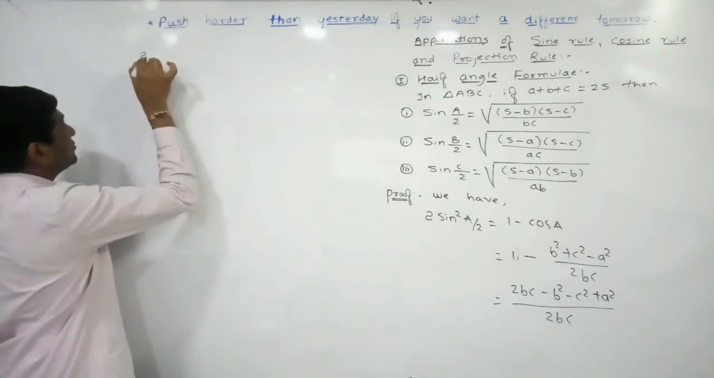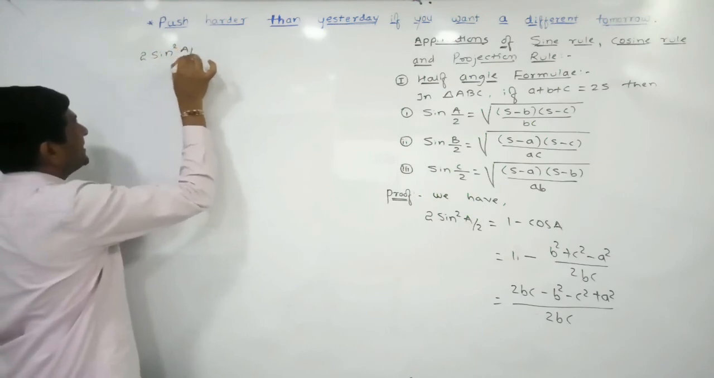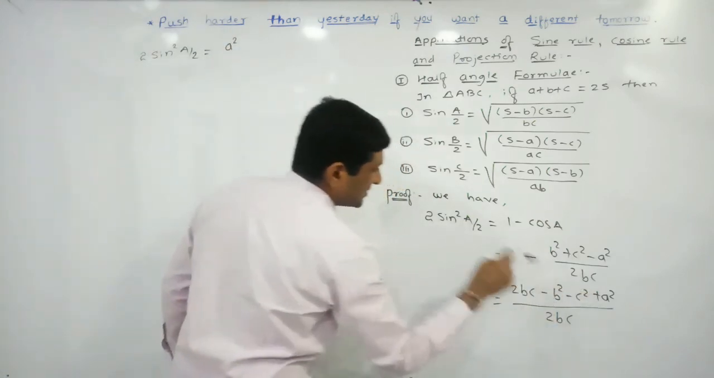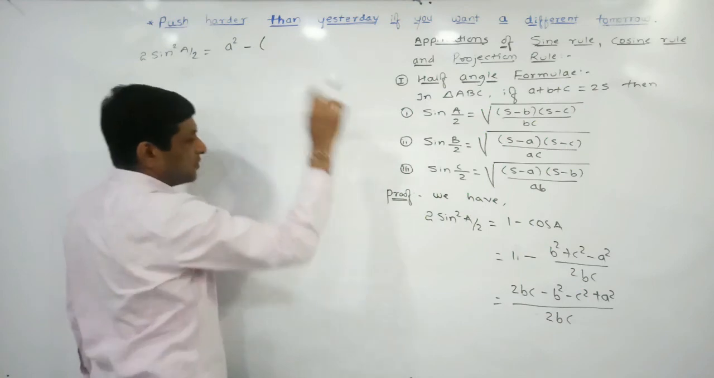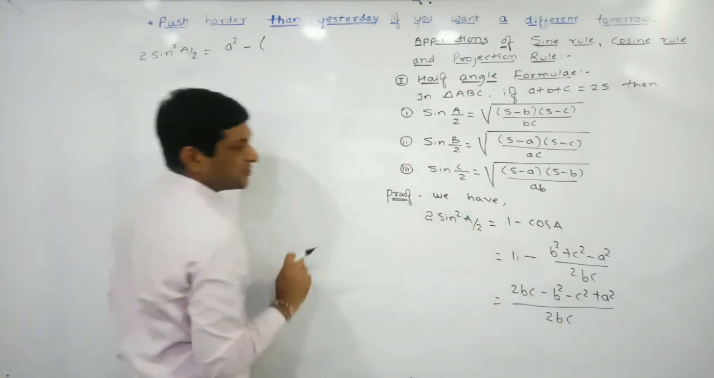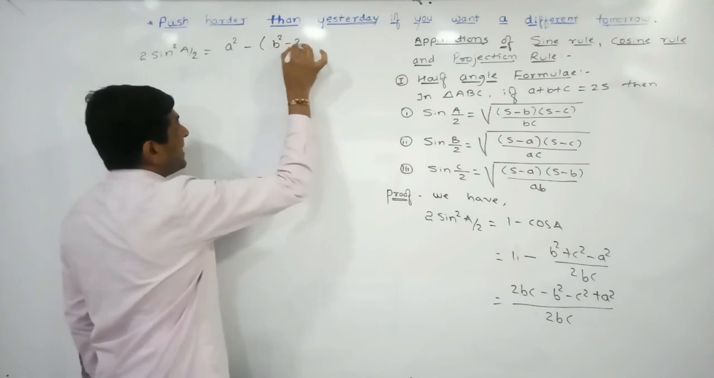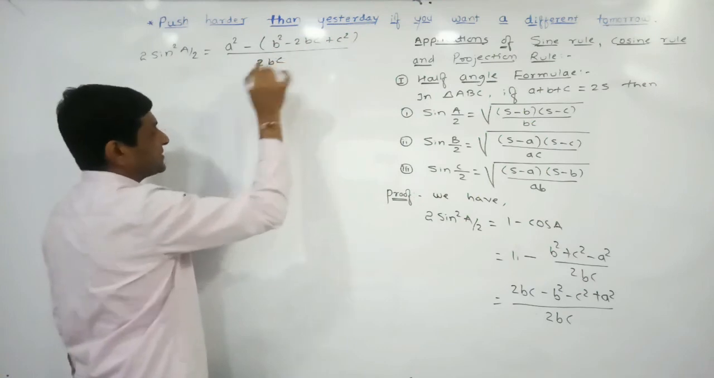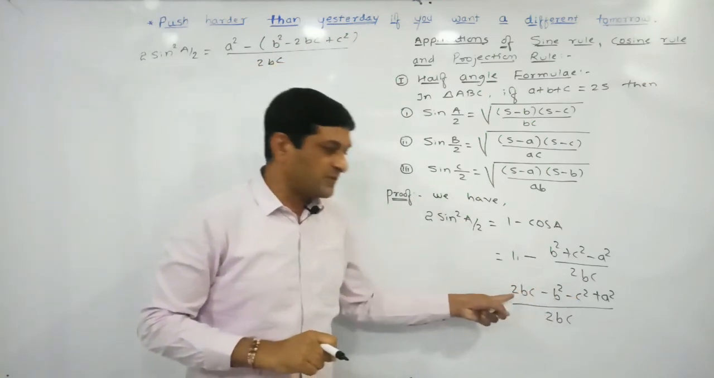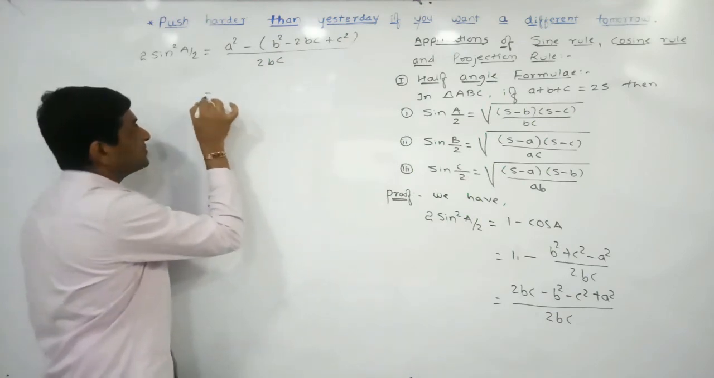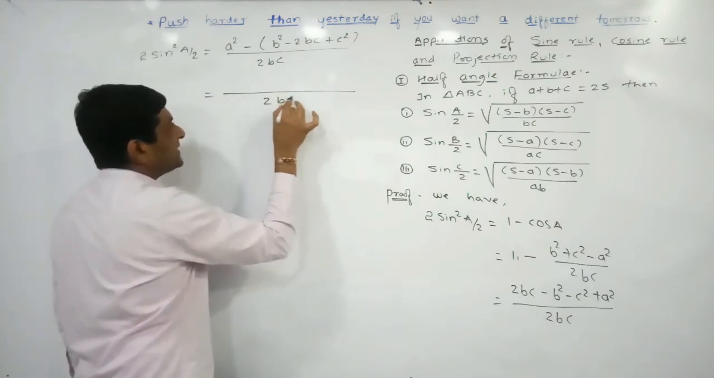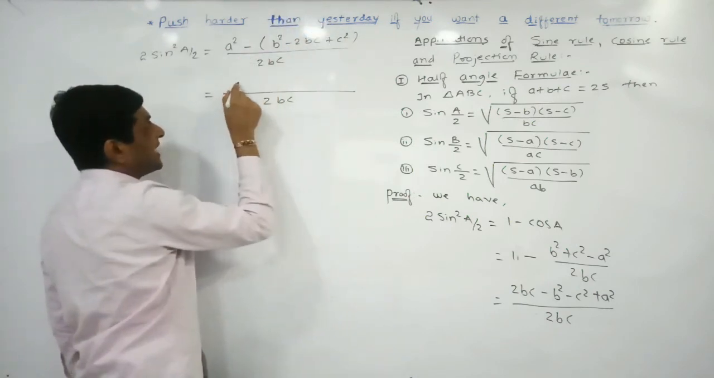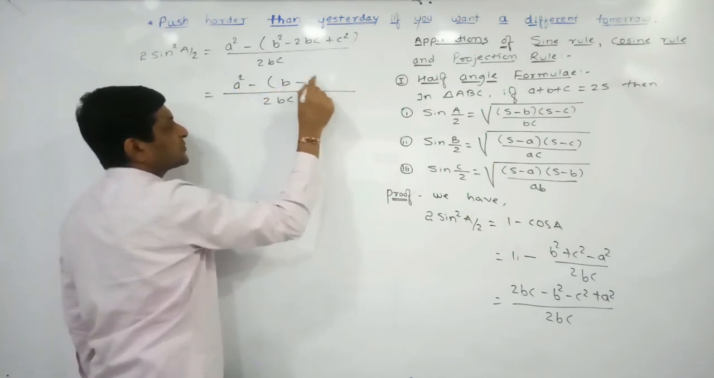What is our left hand side? 2 sine square A by 2. On the right hand side, first write down the positive term a square. And from these three terms, if we take minus common, let us see what we get. The negative terms will become positive and the positive will become negative. So we get b square minus 2bc plus c square, divided by 2bc in the denominator. We have just taken minus common from the first three terms. Now keep the denominator 2bc as it is. If you observe the numerator, this expression is nothing but (b minus c) whole square.